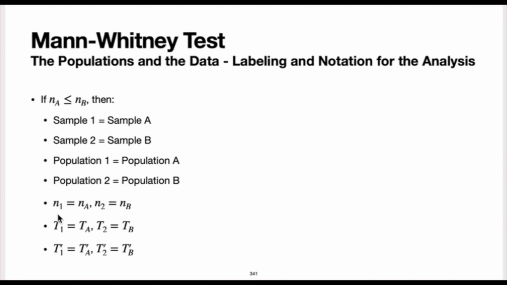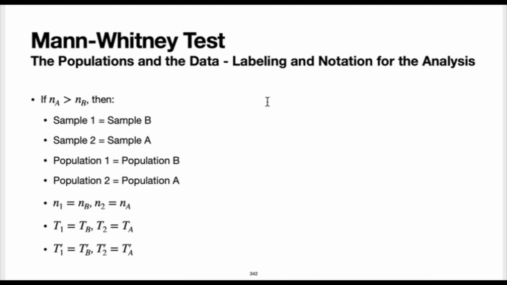And so n sub 1 will be n sub A, n sub 2 will be n sub B. The rank sum for sample 1, T1, will be equal to T sub A, T2 will be equal to T sub B, and then T1 prime, the conjugate of T1, will be equal to T prime A, the conjugate of T sub A. And T2 prime, the conjugate of T2, will be equal to T prime B, the conjugate of T sub B. So this is how these are associated when the size of sample A, n sub A, is less than or equal to n sub B, the size of sample B.